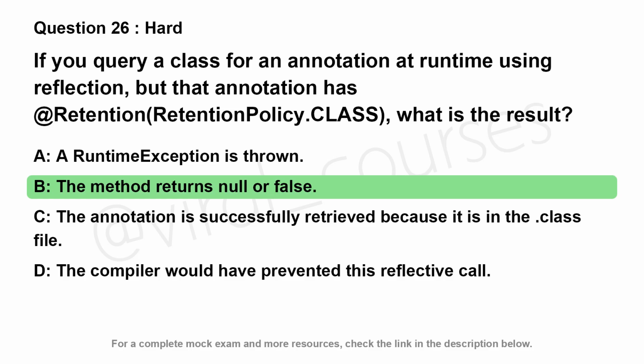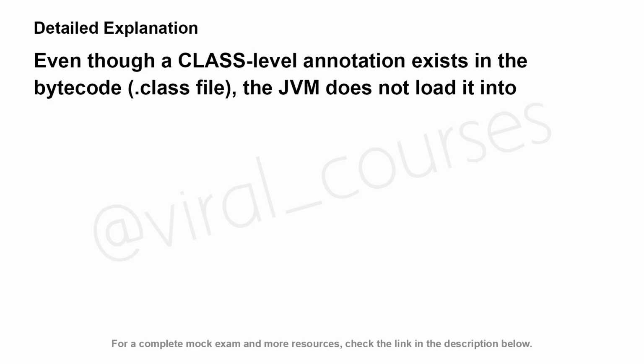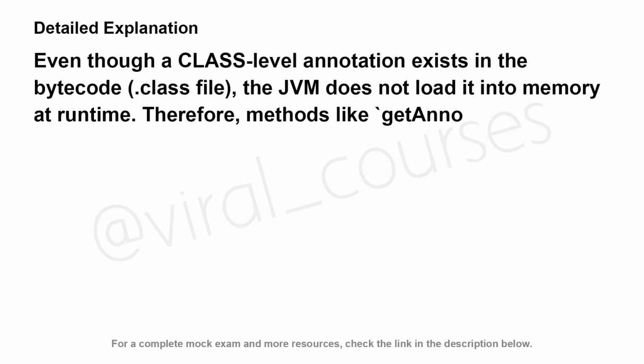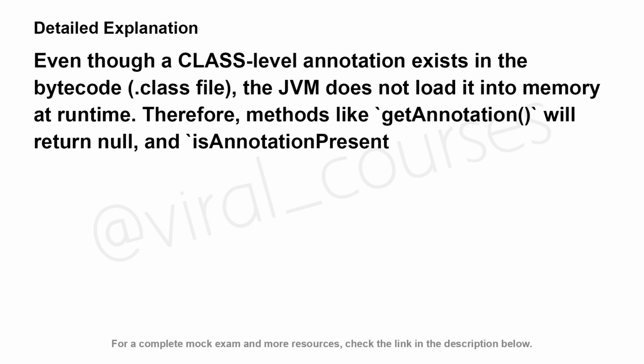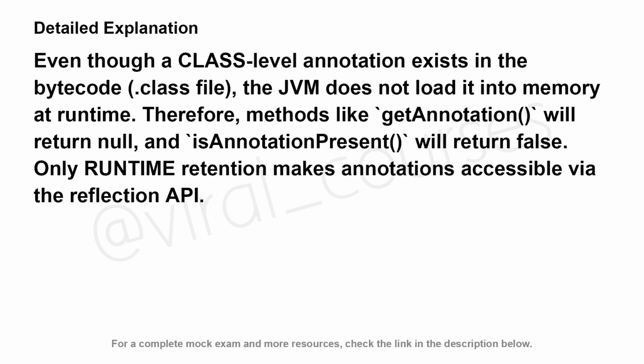The correct answer is B. Even though a class-level annotation exists in the bytecode class file, the JVM does not load it into memory at runtime. Therefore, methods like "getAnnotation" will return null, and "isAnnotationPresent" will return false. Only RUNTIME retention makes annotations accessible via the reflection API.